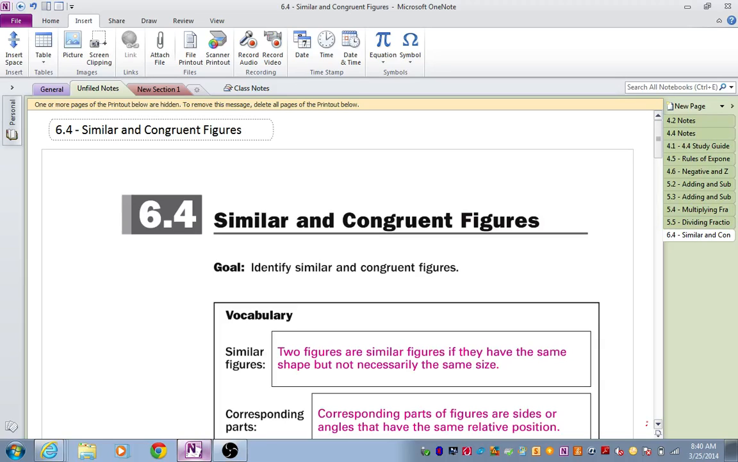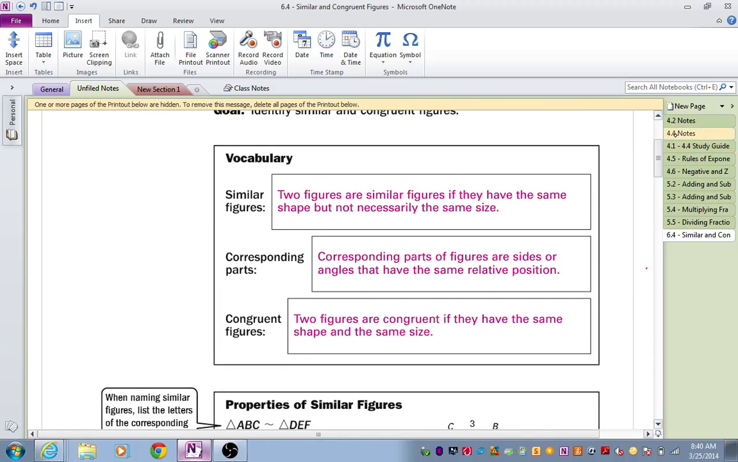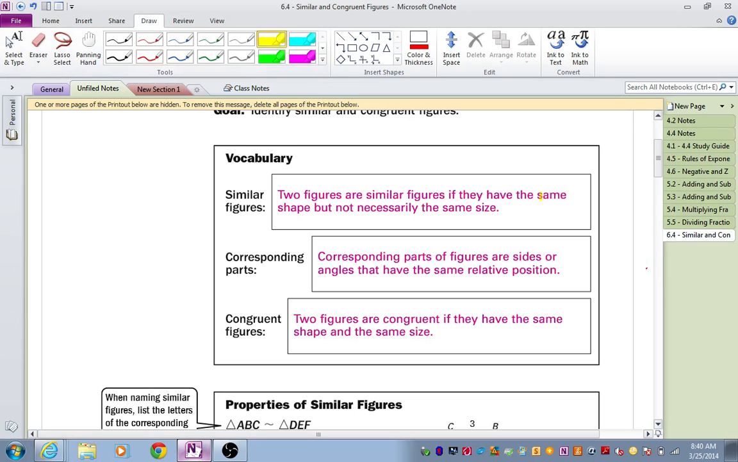This is the video for Lesson 6-4, Similar and Congruent Figures. Now you already have these definitions on your worksheet, so let's go over them real quick. Similar figures are two figures that have the same shape, but not necessarily the same size. So same shape, but not the same size.